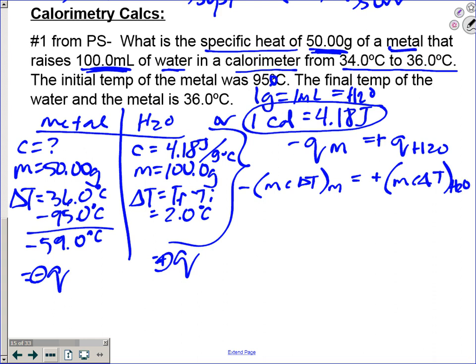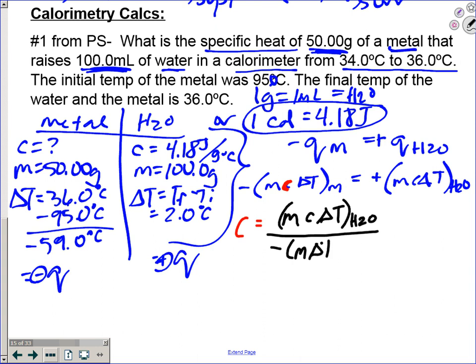Which variable am I solving for of these six? The C of metal, right? I'm solving for that C right there. So tell me variable-wise, when you rearrange your equation, what is C equivalent to? MCΔT of water, because that's all this over here, MCΔT of water divided by negative, right? The negative comes with us, negative what? M ΔT of metal. Plug, plug, plug, solve. Plug everything in, solve.